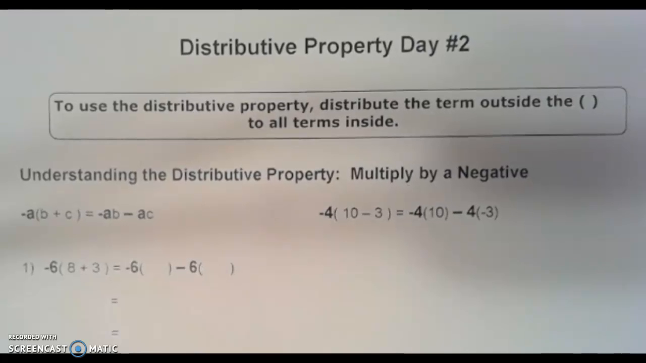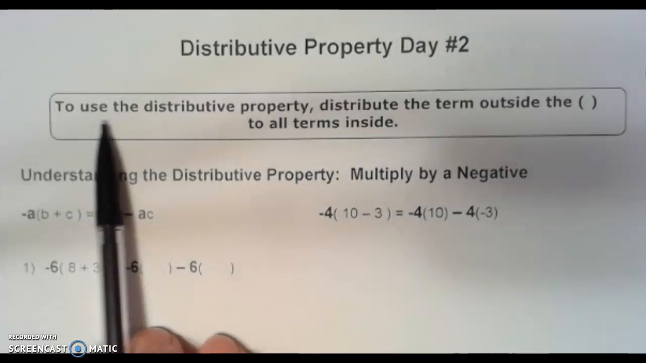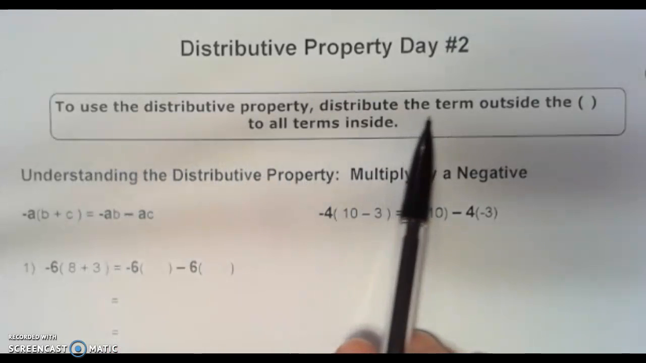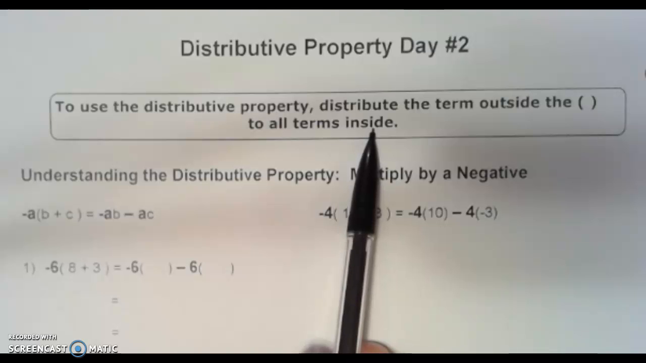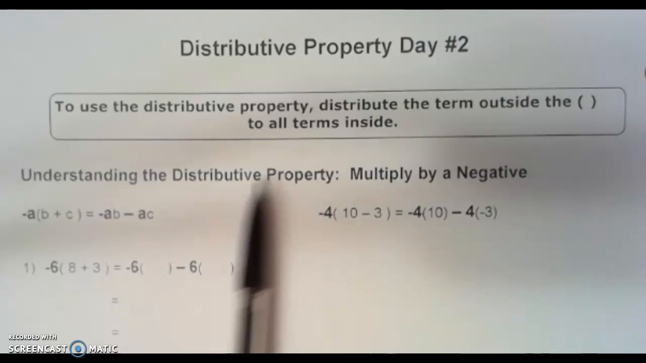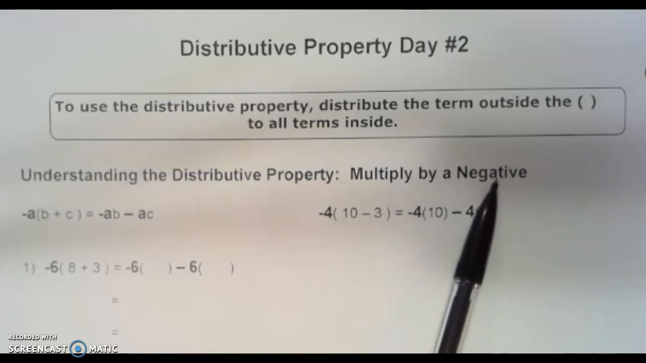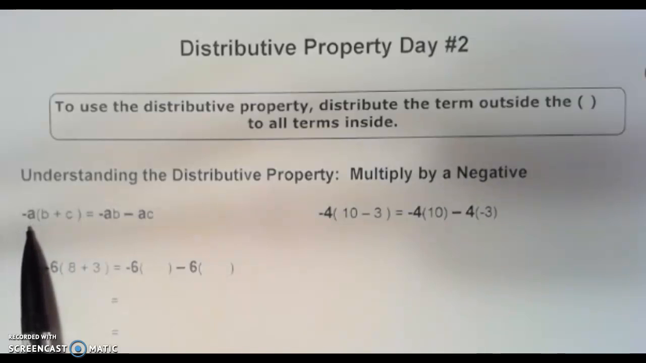Our lesson today is going to allow us to practice more with the distributive property. Remember, to use the distributive property, you're going to distribute the term that's on the outside of the parentheses to all terms that are inside of the parentheses. And today we're going to focus on multiplying by a negative. The number that's going to be on the outside of the parentheses is going to be a negative number.